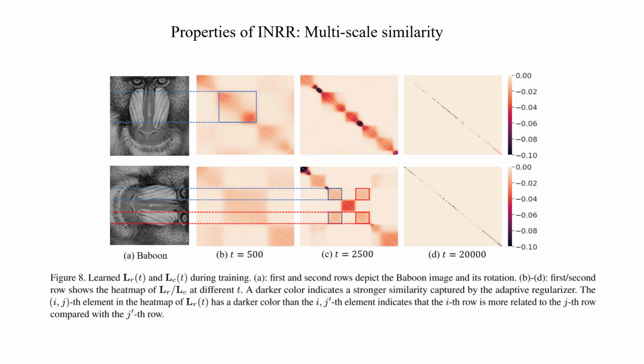In particular, let us focus on the second row, where the similarity between the two eyes of the baboon image is captured by our proposed learnable regularization. Moreover, at t equals 500, the captured similarity has a relatively large scale, and as the training progresses, the similarity gradually focuses on a smaller scale. Finally, the disappearing similarity also prevents INRR from over-regularizing INR.